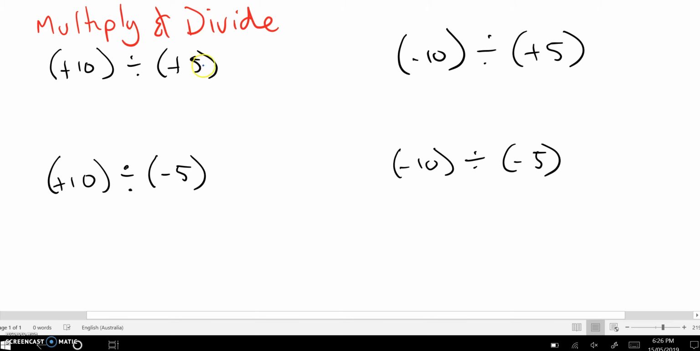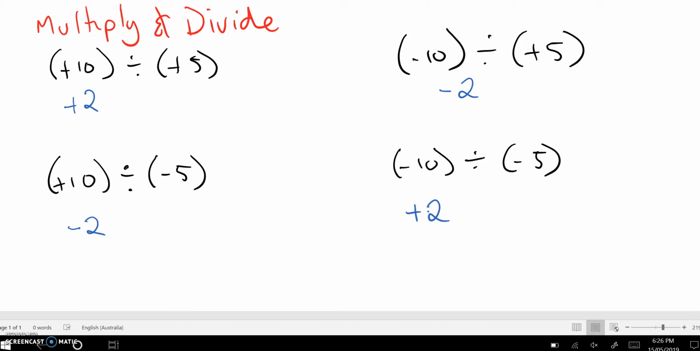So regardless, 10 divided by 5 is always going to be 2. What changes whether or not it's a positive or negative is really when we have positive and a positive. Two positives make a positive. A negative and a positive make our negative. Positive and negative gives us our negative, while a negative and a negative gives us a positive answer. So that's how we're looking at doing the multiplying and divide. Same process.